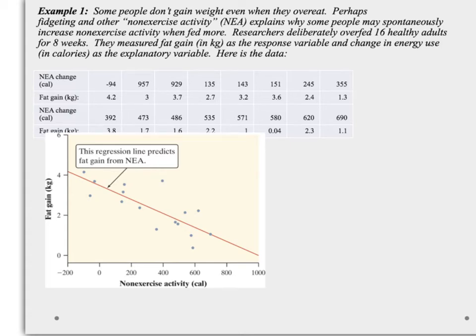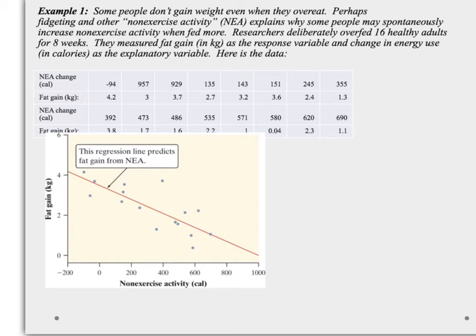All right, here's an example we'll be using throughout this section, and this is about non-exercise activity and its relationship with fat gain in kilograms. Some people don't gain weight even when they overeat. Not me. Perhaps fidgeting and other non-exercise activity, we call this NEA, explains why some people may spontaneously increase non-exercise activity when fed more. Researchers deliberately overfed 16 healthy adults for 8 weeks. They measured fat gain in kilograms as the response variable and change in energy use in calories as the explanatory variable. And here's the data.